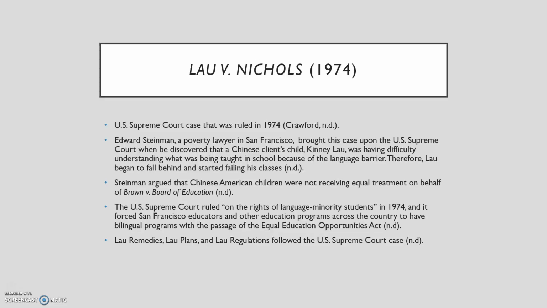Following the Lau remedies, Lau plans were created to catch educators that were not abiding by the Lau remedies. Educators had to sign consent agreements within the Lau plan to ensure that if they did not follow the remedies, they would be withdrawn from federal funding. Lastly, Crawford discusses how the Lau regulations were created in 1980, and they required schools where at least 25 LEP children of the same minority language group were enrolled in 2 consecutive grades in elementary or middle schools.